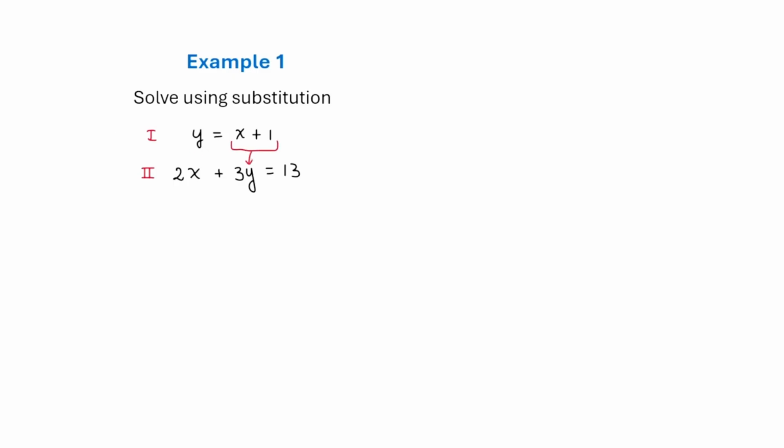So in equation 2, instead of y, we write (x + 1). This gives 2x + 3(x + 1) = 13. We now have one equation with only one variable. Expand the bracket by distributing the 3. This means we multiply 3 by each term inside the bracket. 3 times x is 3x, and 3 times 1 is positive 3. So the equation becomes 2x + 3x + 3 = 13.